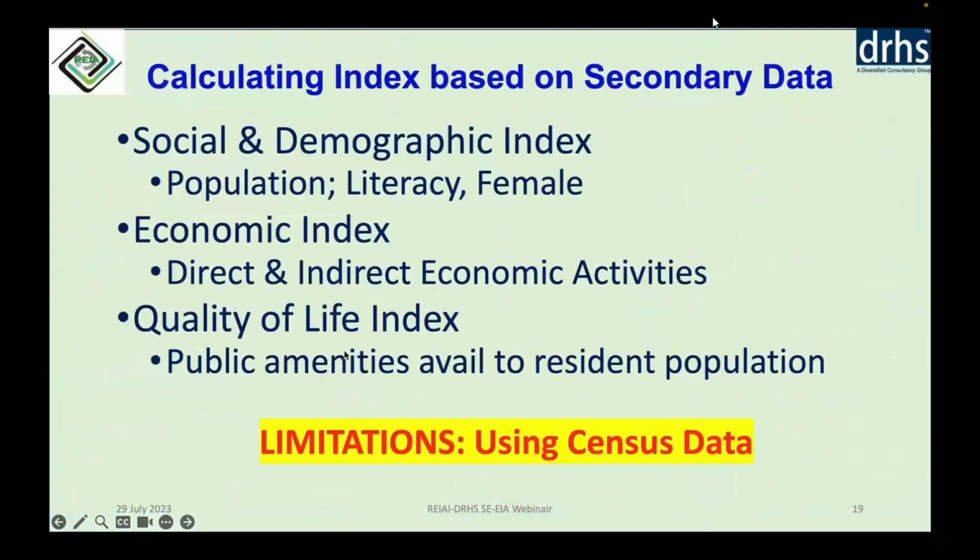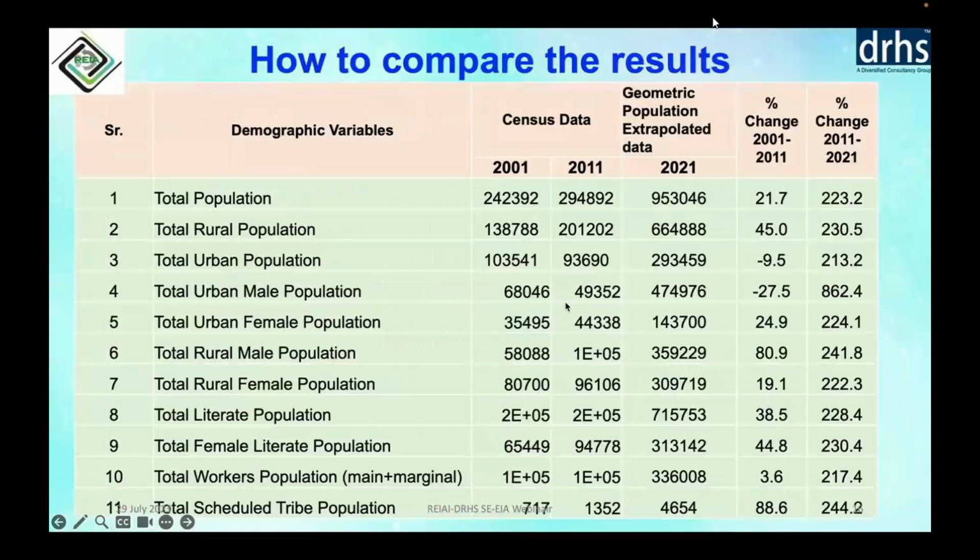Before I forget, I will explain. Now you have taken all these 11 variables, 2001, 2011, 2021. This is geometric. I have taken the geometric projection. I have discarded exponential and linear. And then I have calculated percentage change during the decadal.